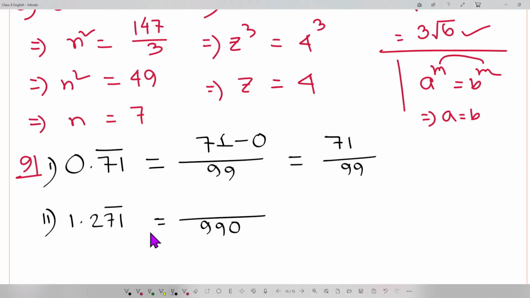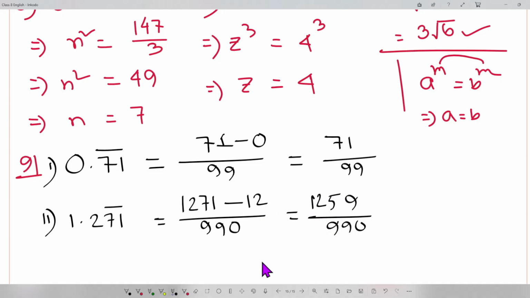Now we will write all the numbers, 1 2 7 1 minus the repeating number out, so 1 and 2 available. Then here is 9 2, so 7 minus 2 is 5, and then 1 2, then 9 9 0. So this is our answer.